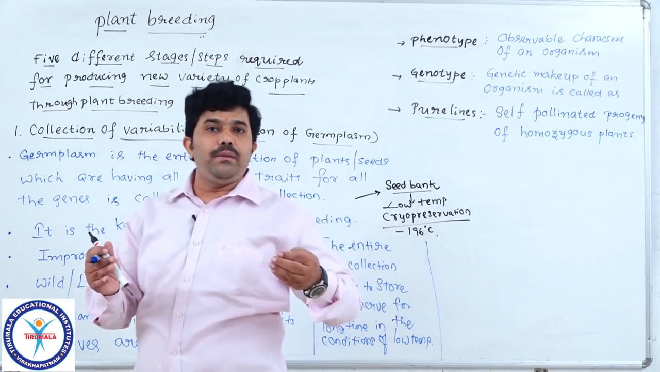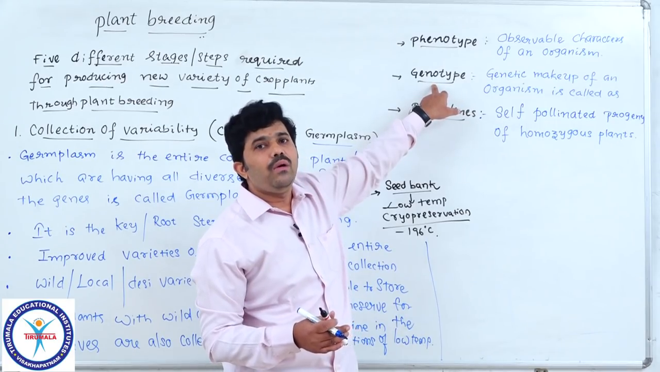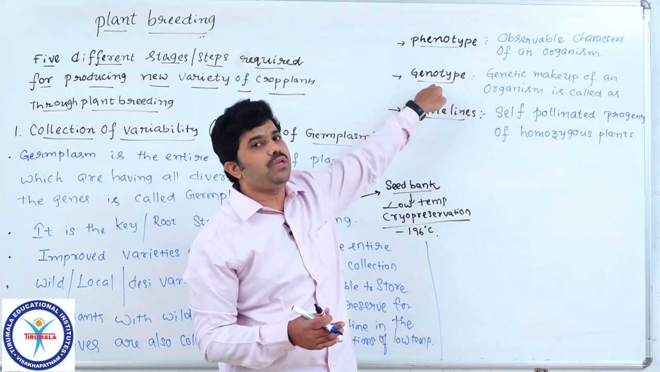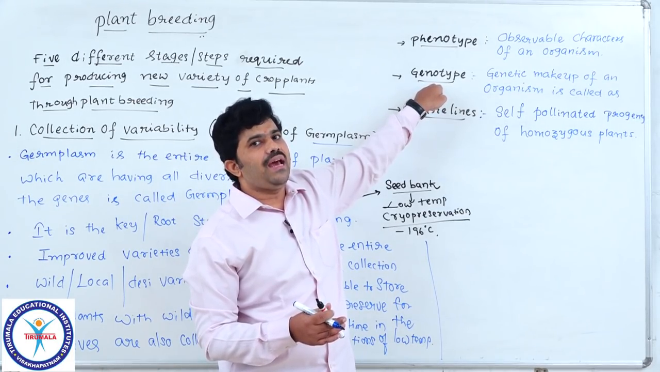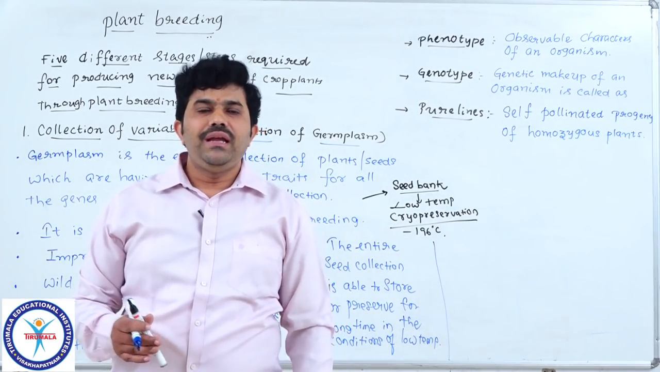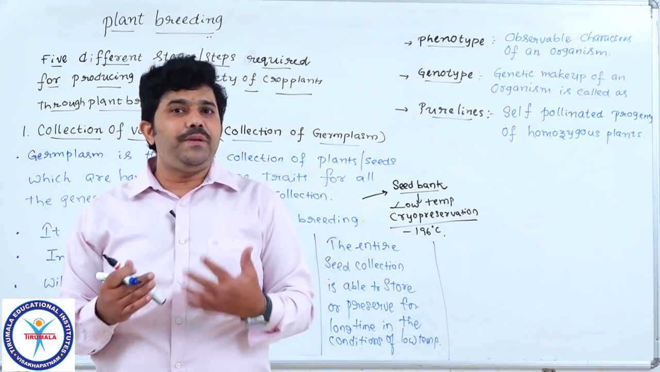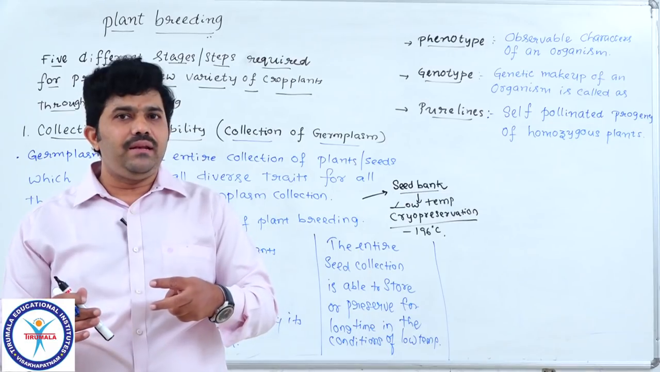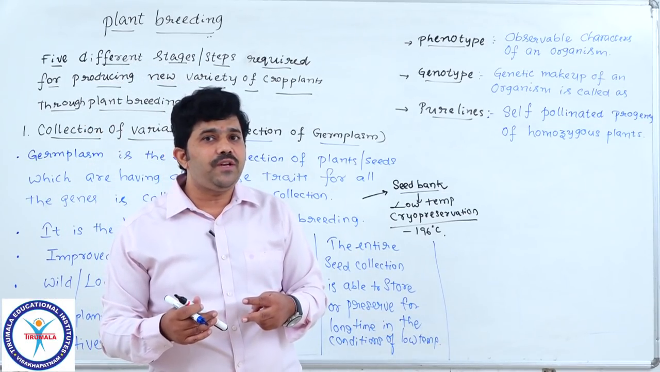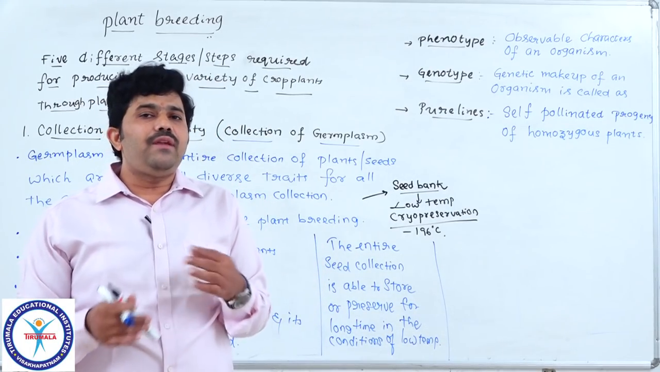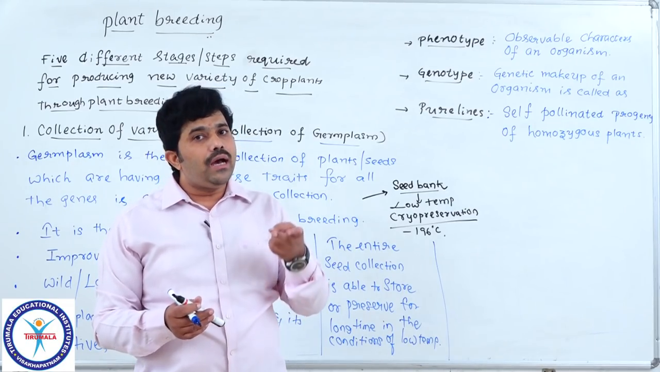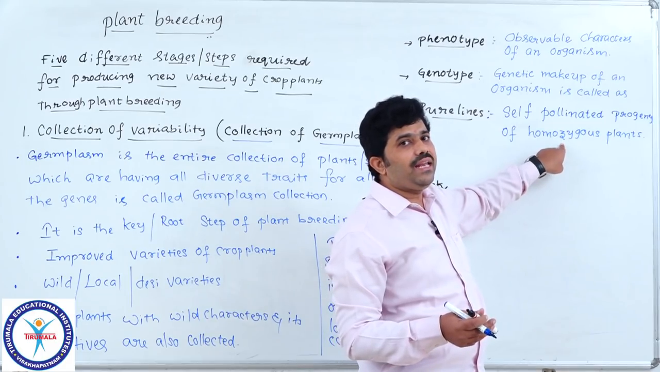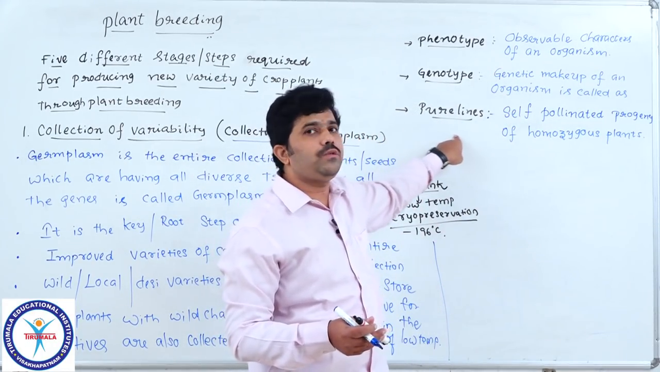Homozygous plants means the genetic makeup present in the organisms has all the alleles similar, the same type of genes, and with the same alleles they express their trait or character. Alleles are the factors present as genes for expression of a trait. A pair of alleles is required for expression of a trait. If those two alleles are not similar, then we call it the heterozygous condition. But if those two alleles are similar, then we call it the homozygous condition. Until we get the homozygous state of the genetic makeup in the organism, those particular plants are called pure lines.